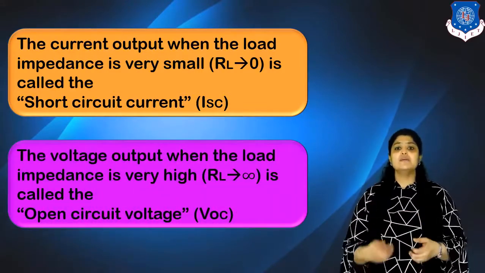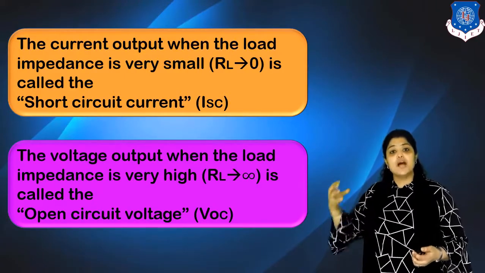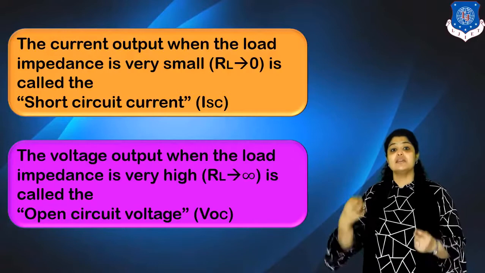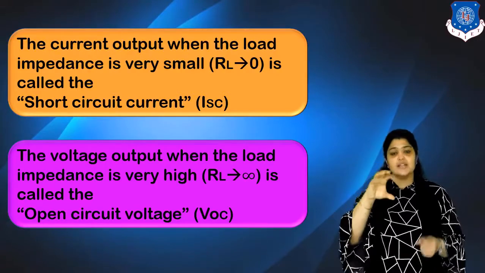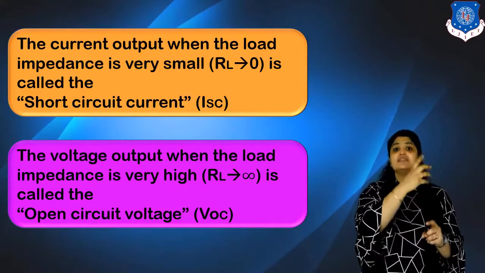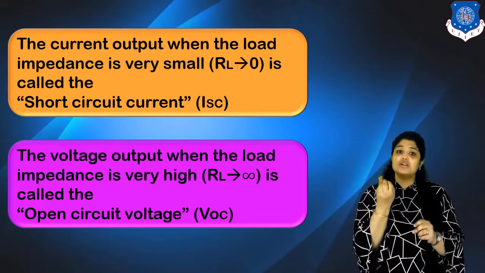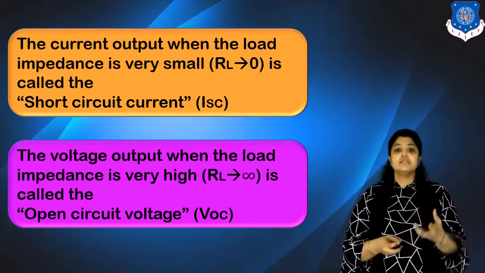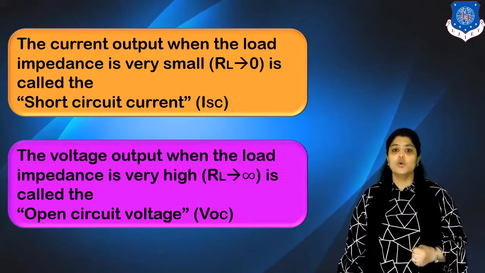What do you mean by the term VOC? It is known as open circuit voltage. It is the voltage output where the load impedance is infinity. If the load resistance is infinity, there would be maximum drop there. So you get the voltage as VOC, because if the maximum drop is across the resistance, your cell behaves like an open circuit. That is the reason the voltage we measure is known as VOC, or the open circuit voltage.